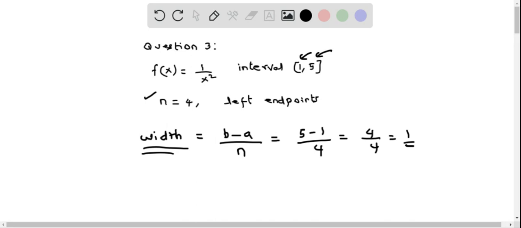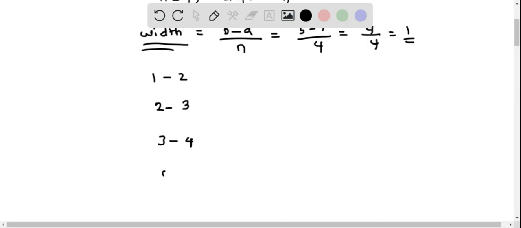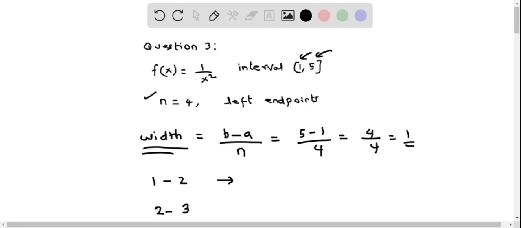The interval starts from 1, so the first sub interval is from 1 to 2, and then the second sub interval will be 2 to 3. We add the width of each rectangle, then the next interval is 3 to 4, and then the next sub interval is 4 to 5. So basically each of these sub intervals represents a rectangle, and for these rectangles, we have to use the left endpoints.